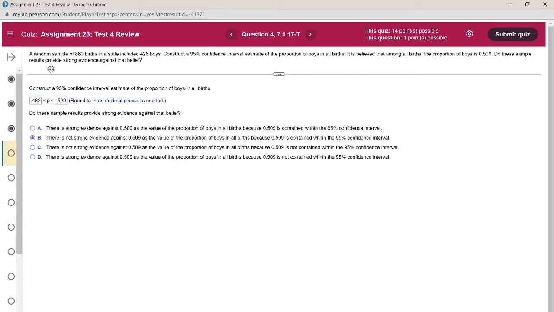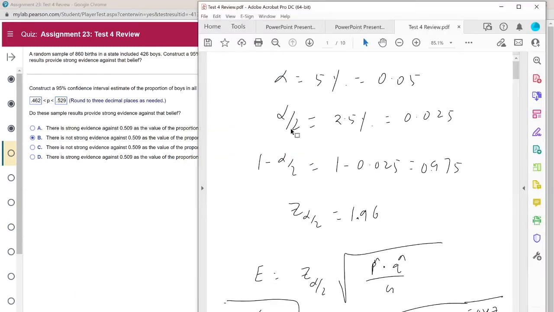Okay, so this is a question where we need to find the confidence interval. It's similar to the previous problem, so I'm just going to go over this very quickly. A random sample of 860 births in a state included 426 boys. By using this information, we need to construct a 95% confidence interval estimating the proportion of boys in all births. Like we did in the previous problem, in this case alpha is 5%, so alpha over 2 is 2.5%, so 1 minus alpha over 2 is 0.975.